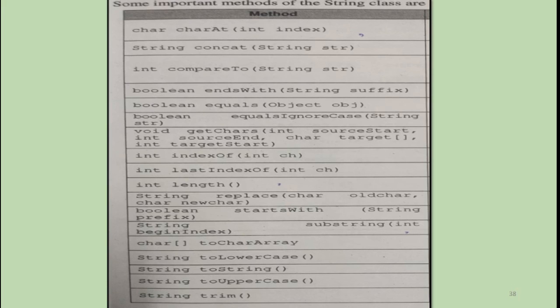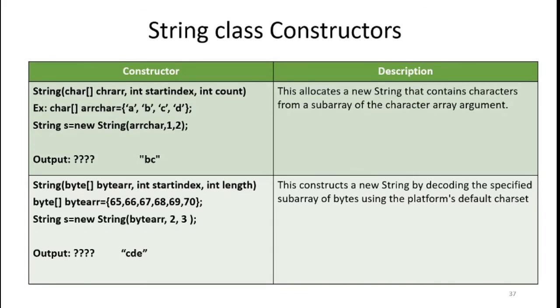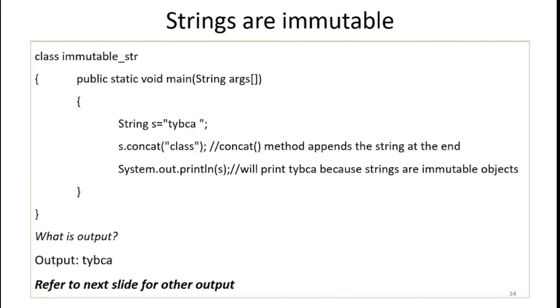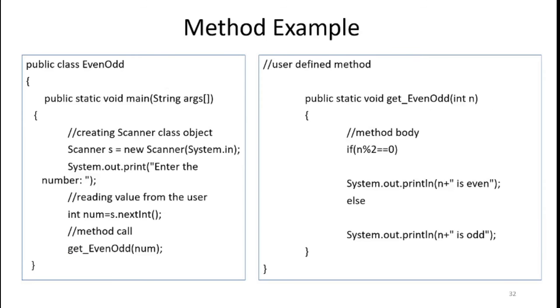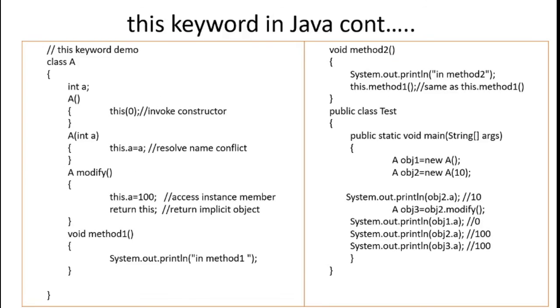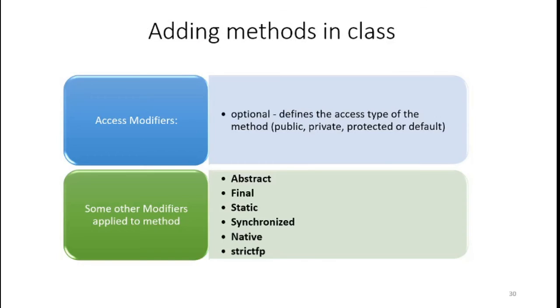So for today, this much is enough. What are the topics we discussed today? Some important methods of string class, constructors of string class. Then strings are immutable. What does this mean? That we discussed with the example. Then example of writing method. Then the use of the this keyword. This was the first topic of today's lecture.